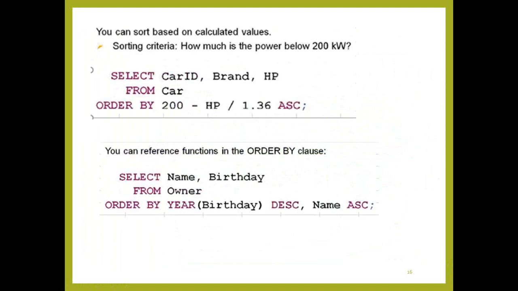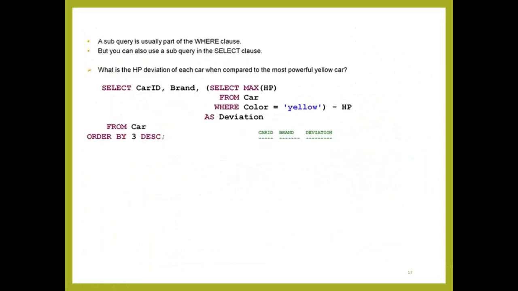While using order by, we can do some arithmetic operations also. You can do 200 minus HP by 1.36 ascending. Order by year of birthday descending. Not entire date of birth, only year descending, or date descending.